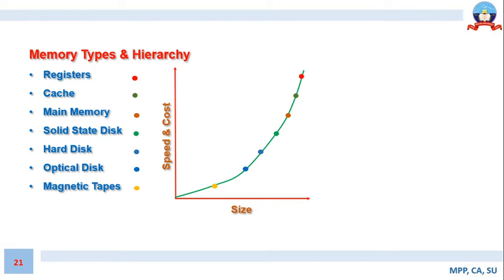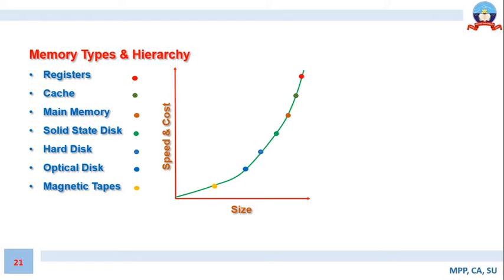So magnetic tapes are the slowest of the memory, inexpensive, irrespective of the size. So from this plot we can understand that CPU is a very high speed memory, and it's very expensive when the size grows. Likewise, cache is relatively high speed and expensive with the increase in size. Likewise, you have main memory, solid state disk, hard disk, optical disk, and magnetic tape.